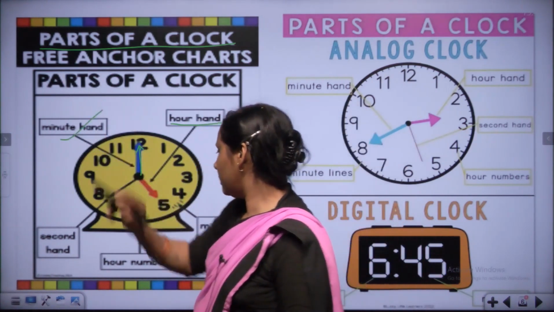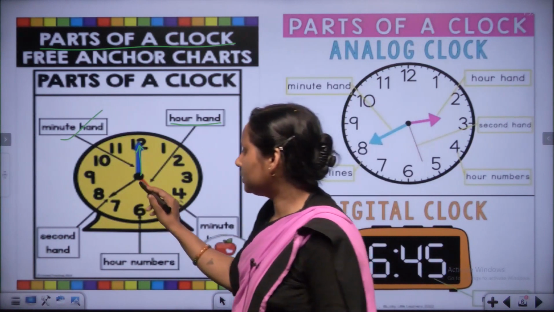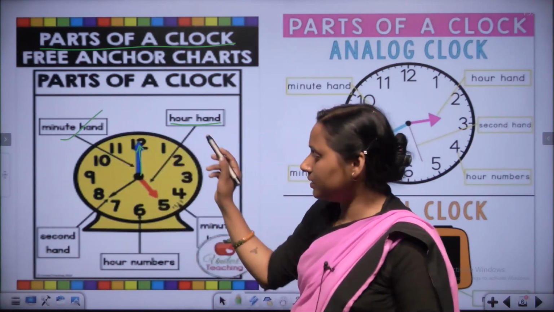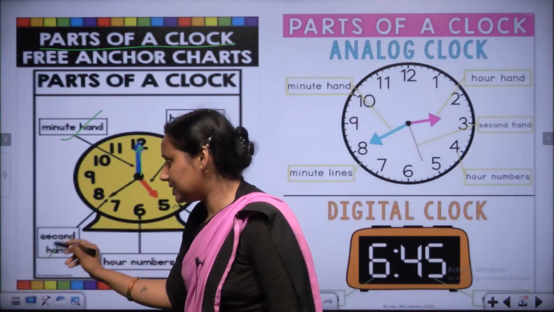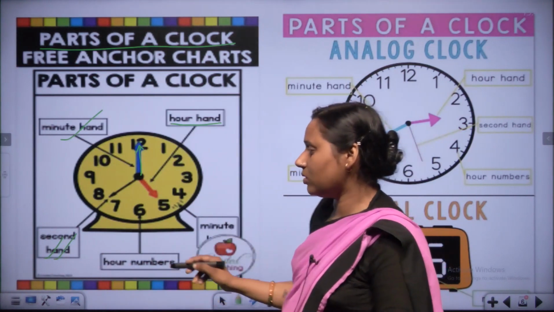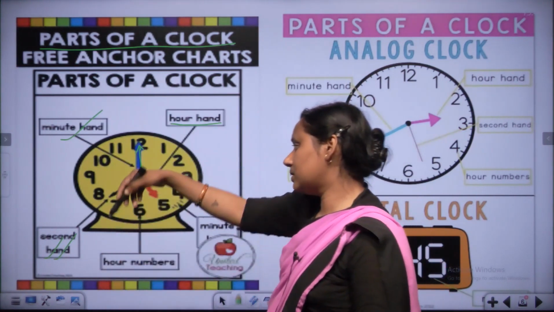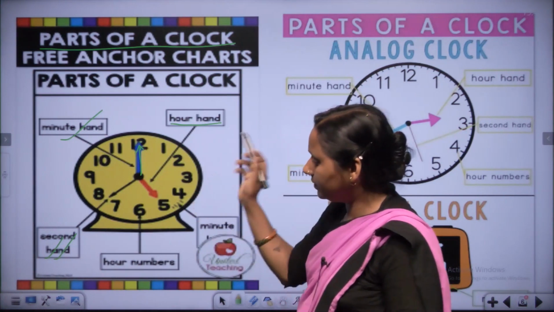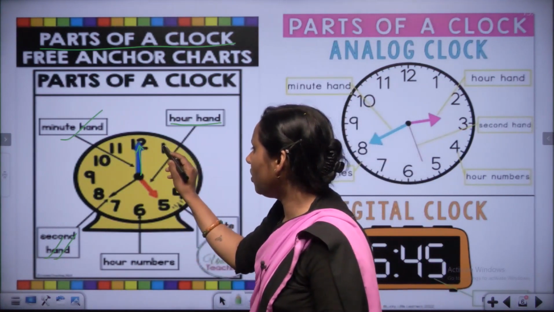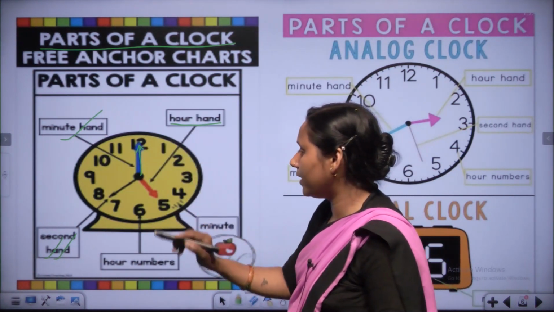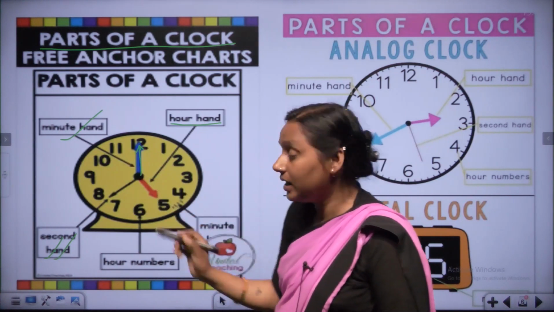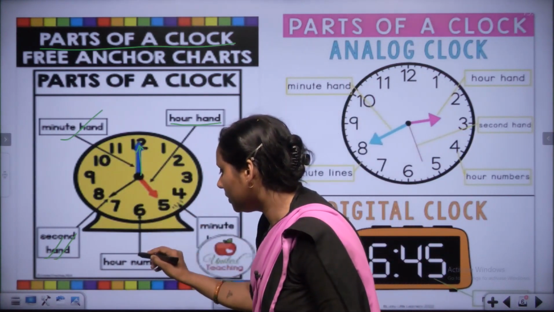Minute hand. Okay. And this one is tick tick tick tick, always runs. Okay. We say second hand. Okay. This one is not so important. Okay. But it runs always. Okay. And this one is 1, 2, 3, 4, 5, 6, 7, 8, 9, 10, 11, 12. This is hour number. Okay.